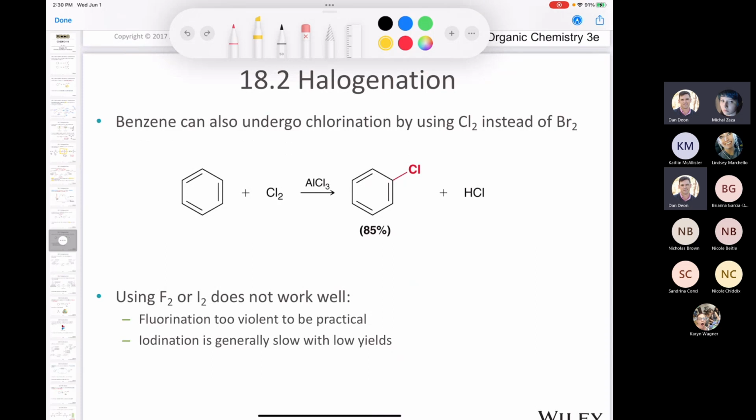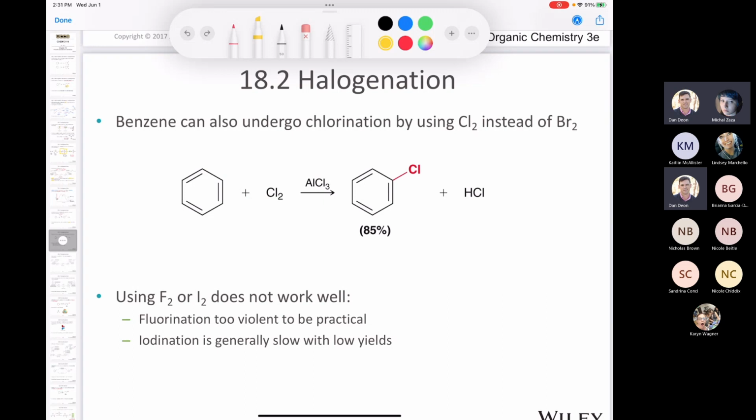Next, instead of adding a bromine, I said that you could also do chlorination. It says here that benzene can undergo chlorination by using chlorine instead of bromine, and so you would use a Lewis acid like aluminum chloride, or aluminum trichloride, and chlorine, to give the chlorobenzene or the aryl chloride here.